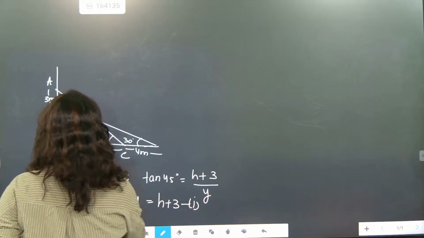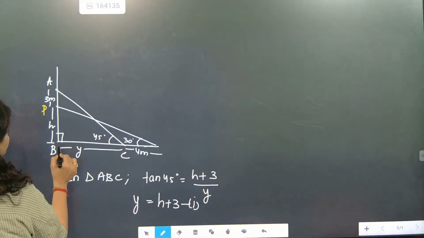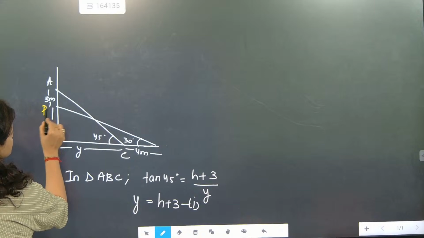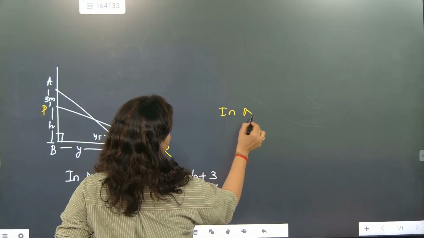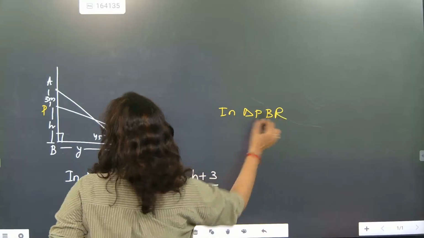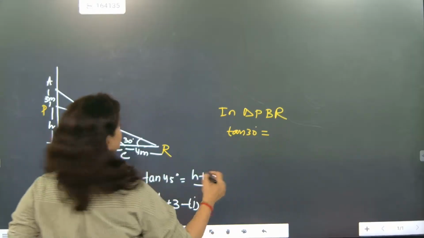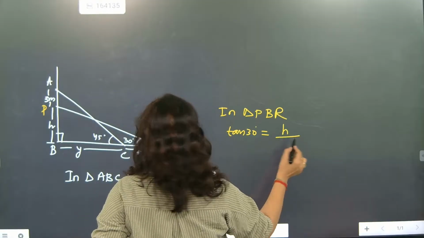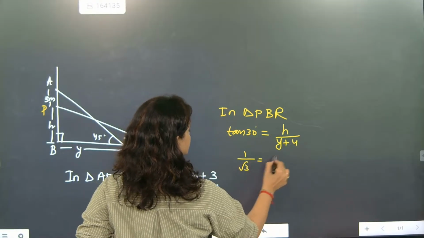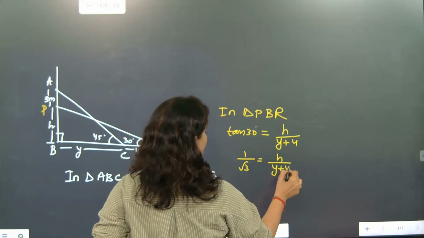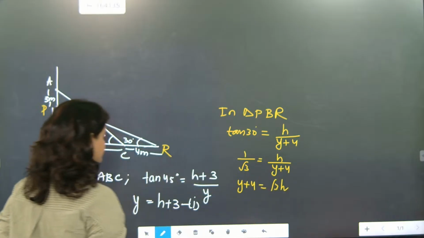Now in this triangle, we will take it as PBR. So in triangle PBR, this time it is coming as tan 30 degree. Tan 30 degree is equal to h by y plus 4. So 1 by root 3 is equal to h by y plus 4. So y plus 4 is equal to root 3h.